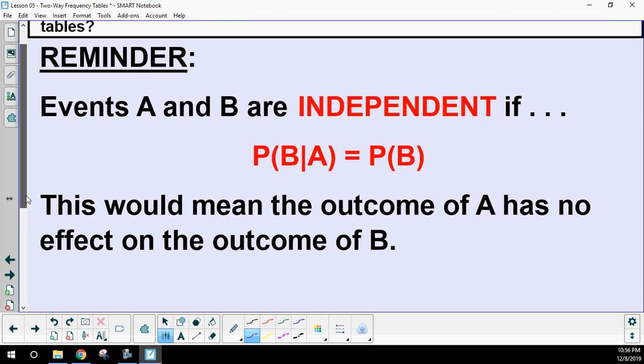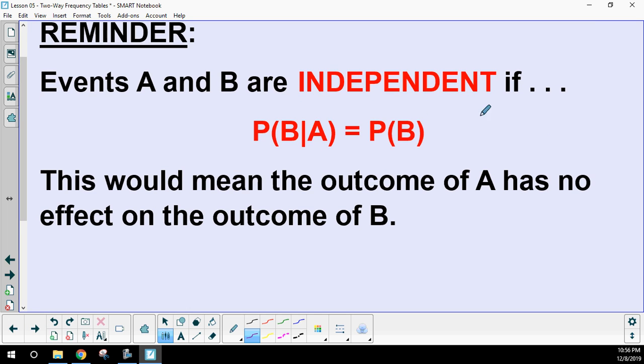Reminder, events A and B are independent if the probability of B given A equals the probability of B. And remember, independent means event A does not affect event B. We talked about that when flipping a coin and rolling a die. Flipping a coin is not going to affect the die.